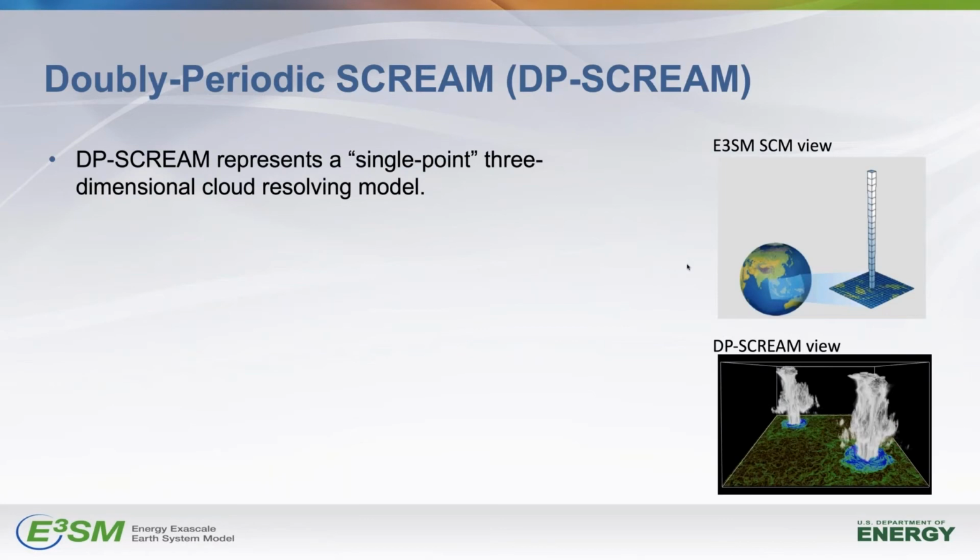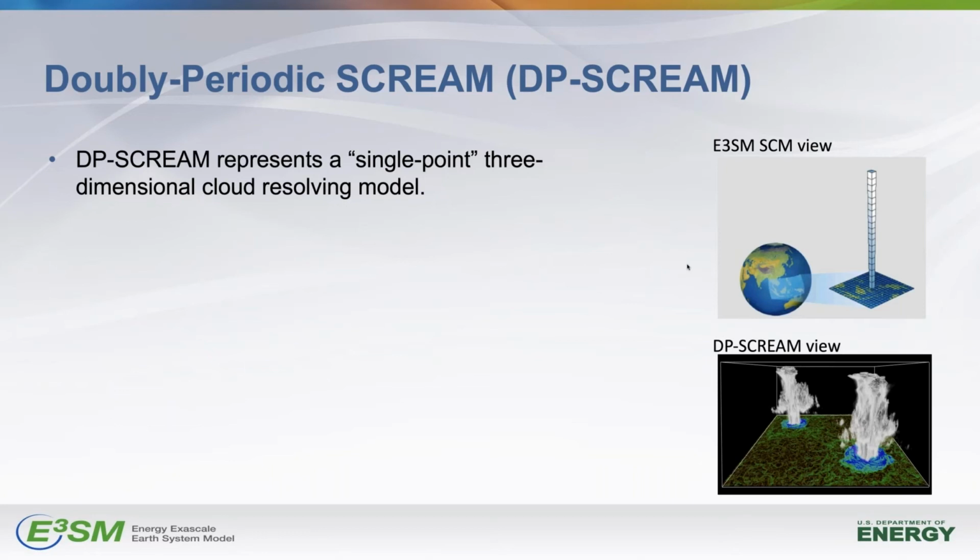Thus, the configuration we agreed on for our efficient configuration, which started as a hallway conversation about 2.5 years ago between Peter Caldwell and myself, for SCREAM is known as the doubly periodic SCREAM configuration, or DP SCREAM for short. DP SCREAM represents what I call a single point, and I'll talk a bit more about what I mean by this, three-dimensional cloud resolving model on a planar grid.